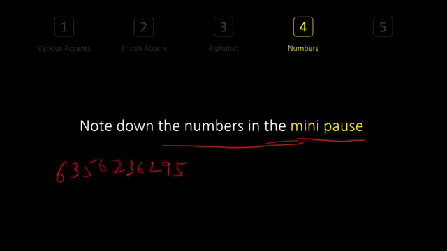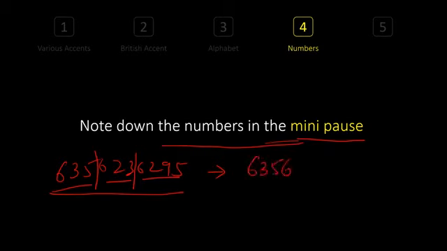63562366295. No, never. Numbers are not pronounced like this on television or in exams. They're pronounced like this: 635 6236 6295. You see, when I said this, there was a mini pause between these groups. Please write down numbers when there's a mini pause.